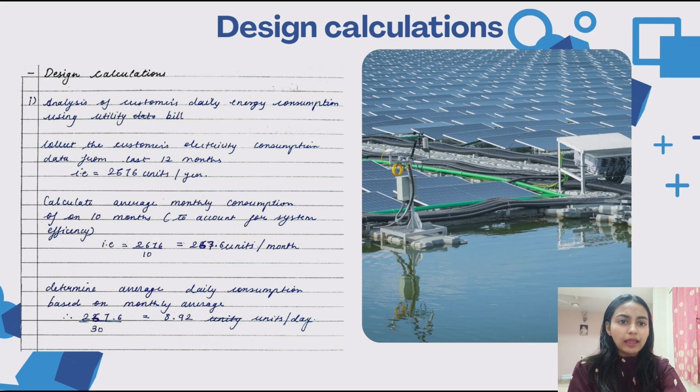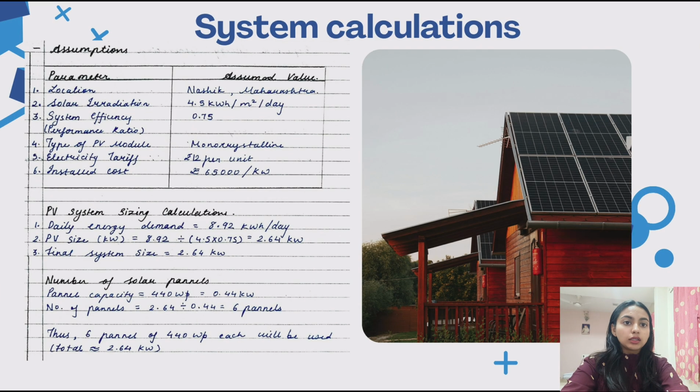As suggested by our professor, I used a 10-month average method to make the design more accurate. Dividing the total by 10 gives an average monthly consumption of 267.6 units. And further, if we divide that by 30, it gives an average daily use of about 8.9 units per day. So now further we'll see how system calculations are done.